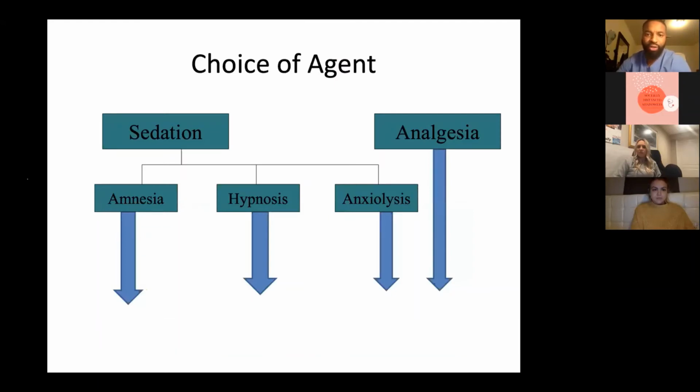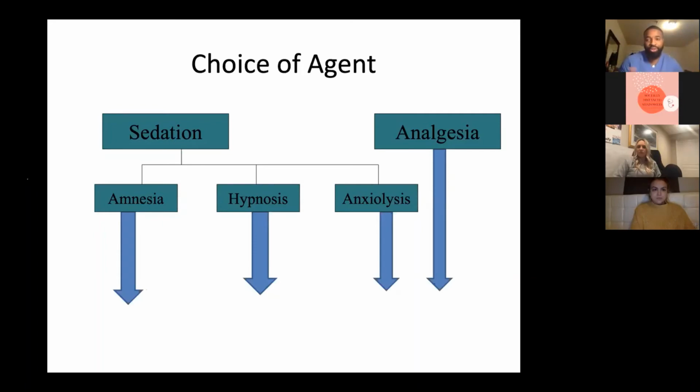So, choices of sedation you can use for the sedatives. You can use amnesia, hypnosis, or anxiolysis, or analgesia. So if you want to treat pain predominantly as a sedative, so if you want to sedate the patient, if you want to take care of their pain as well, you have to think about the type of sedative that you want to use.